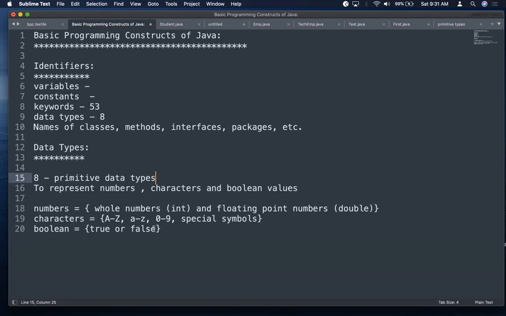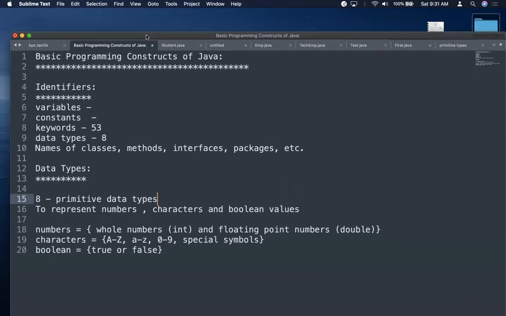In fact, we have a character data type, which represents the char set of Java, and the Boolean data type to hold the logical values, which are true and false. Let's understand these data types in detail.